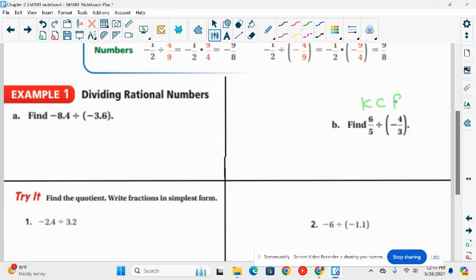Keep, change, reciprocal. We're going to keep 6/5. We change division to multiplication. And then the reciprocal is going to be what? Negative 3/4. Is there any cross canceling that can take place? No. 6 and 4 are even. Can't you divide both of those by 2? We've got a positive and a negative, so that's going to make a negative. And 3 times 3 is 9, and 5 times 2 is?